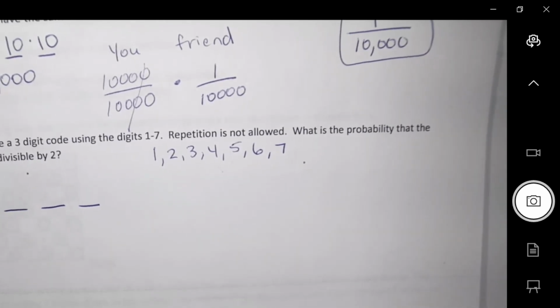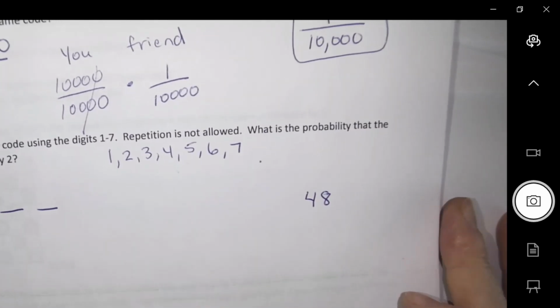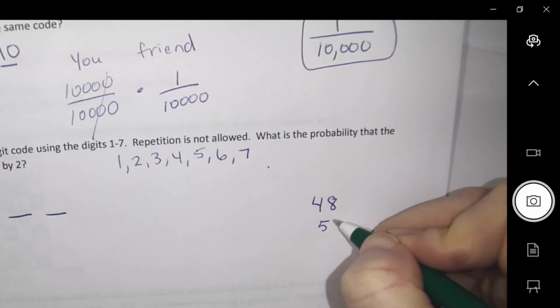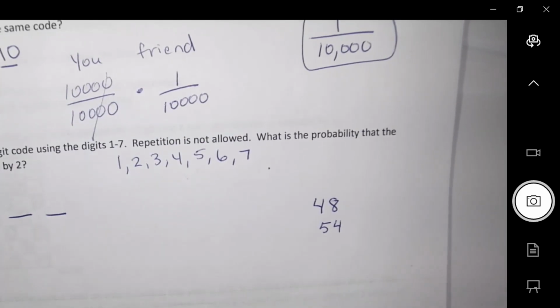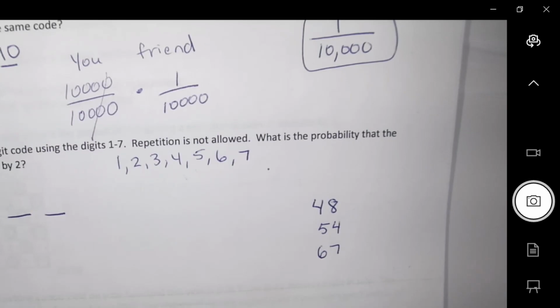Why? It's even. How do you know if it's even? What makes a number even? You just know. Why? Okay, is 48 even? Is 54 even? Is 67 even? No. Okay, why? Why are these even and not even? Because why? What are you looking at?